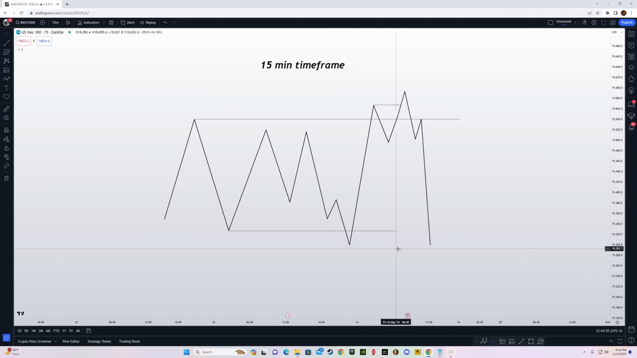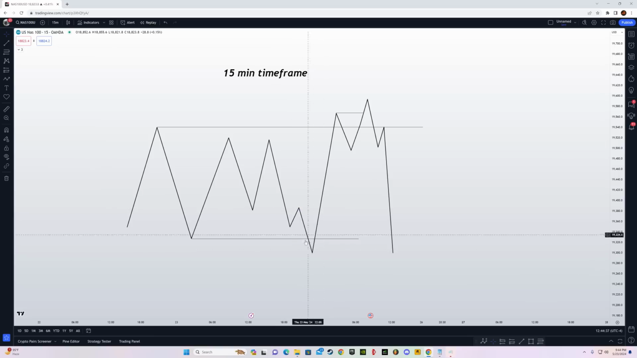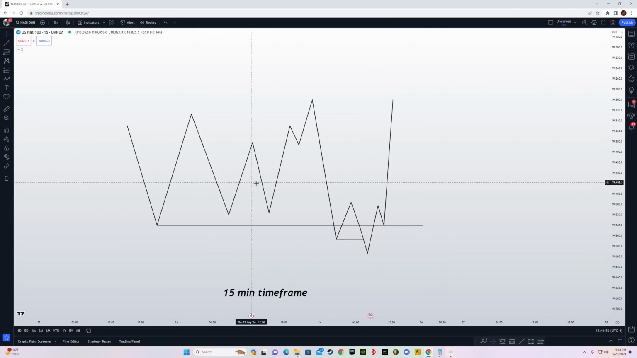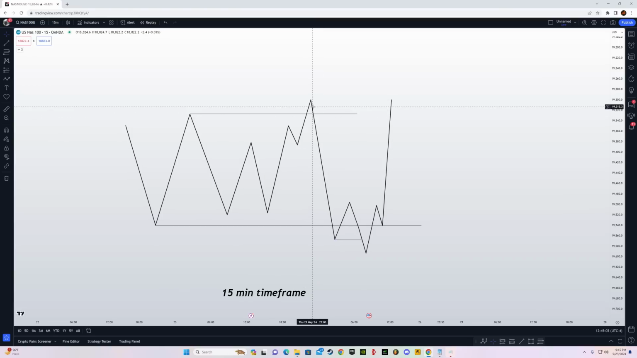So to summarize, if the Asian low is taken out first, the overall bias for the rest of the day is going to be bearish. And we establish that bias after the Asian high is also taken out. Similarly, if the Asian high is taken out first, the overall bias for the rest of the day is going to be bullish. But to establish that bias, we have to also see the Asian low taken out as well. And this is the entry model.